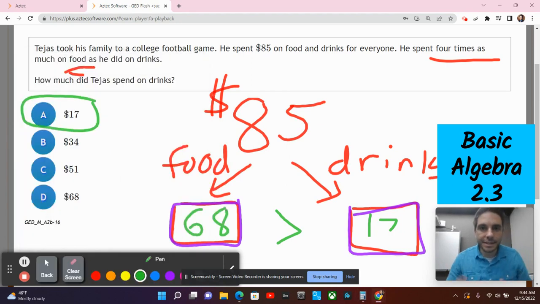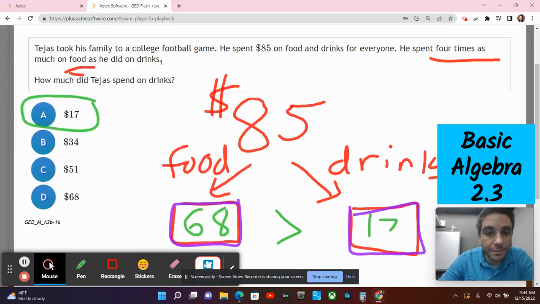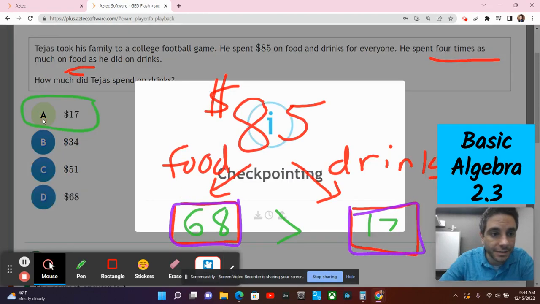And then if we add 68 and 17, let's see what we get. 85. And it just so happens that that is 85. That's exactly how much he spent on food. So that means 17 is the correct answer here.